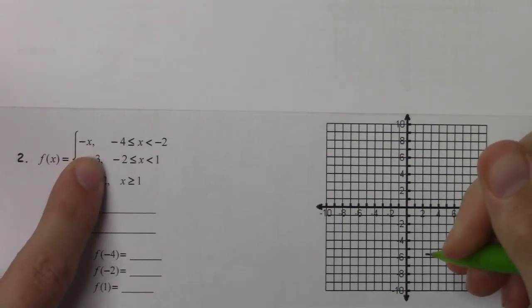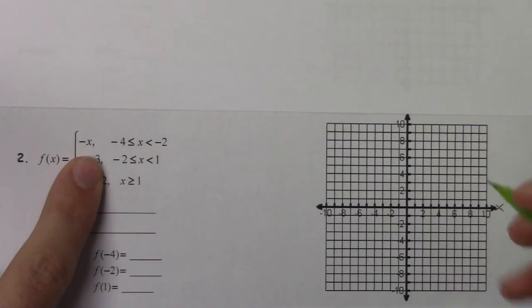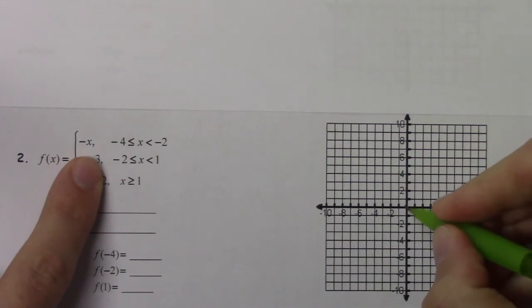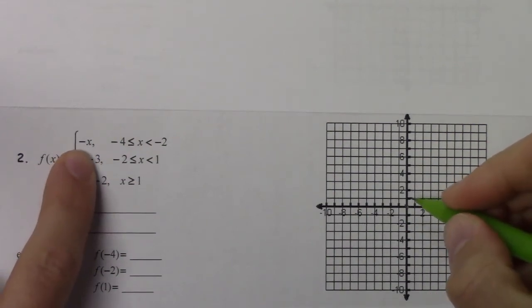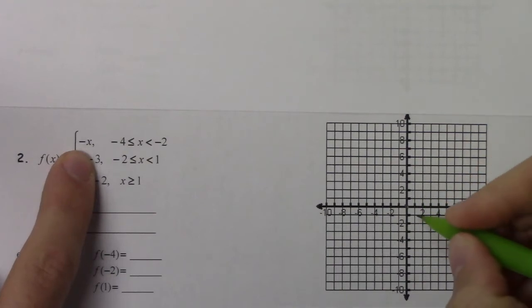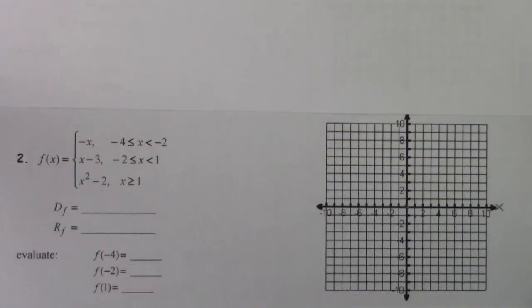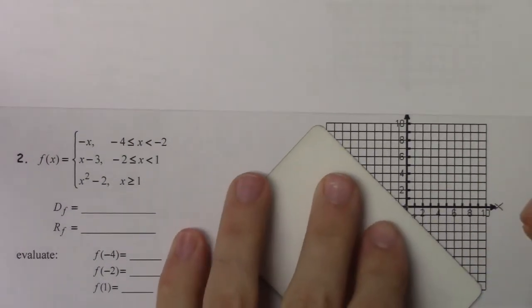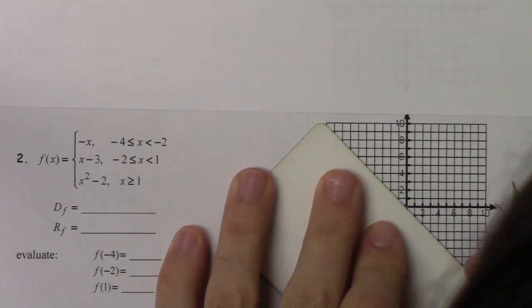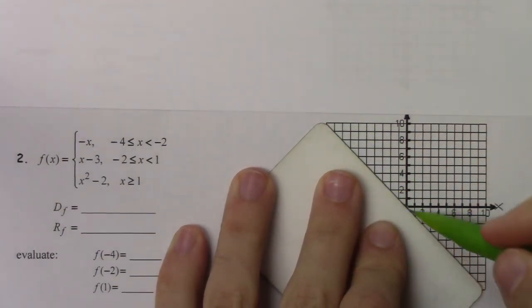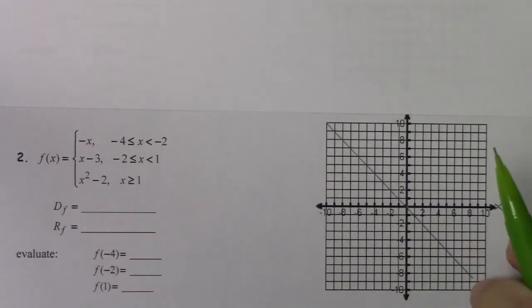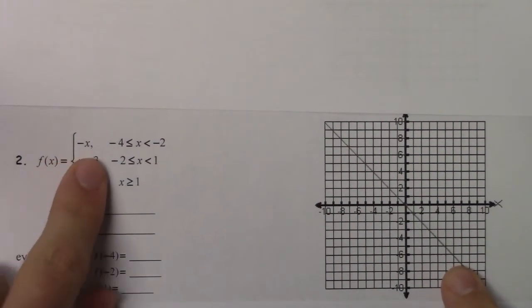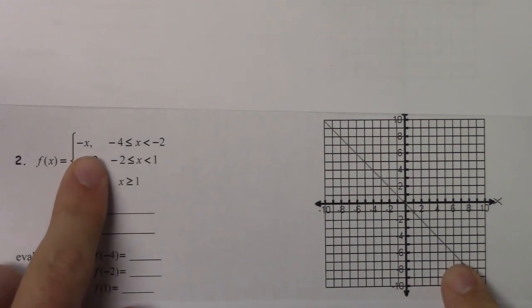Negative x is a line. If I want to graph that line, I have a y-intercept starting at 0, and I'm going down 1 over 1 for my slope. So I could come over here, and if I grabbed an ID card or a straight edge, I could graph in the entire line for y equals negative x. This line right here is the line negative x.